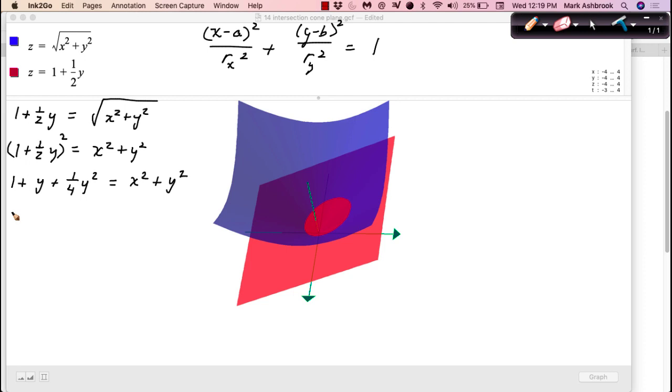So I have x squared over here. And then plus, actually, what I'm going to have is 3/4 y squared minus y. And that's all going to equal 1. Did I do the math right? Okay, so what do we need? We need to complete the square. So to get the ellipse form, we need to complete the square on y.